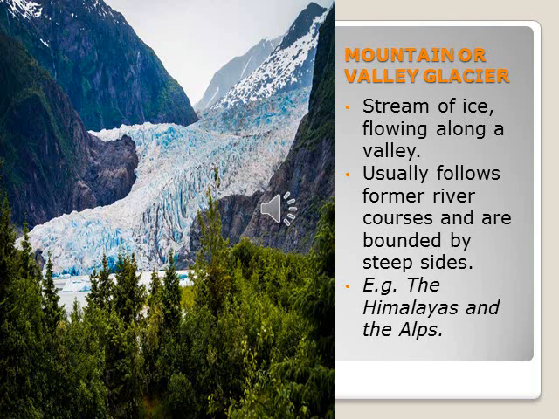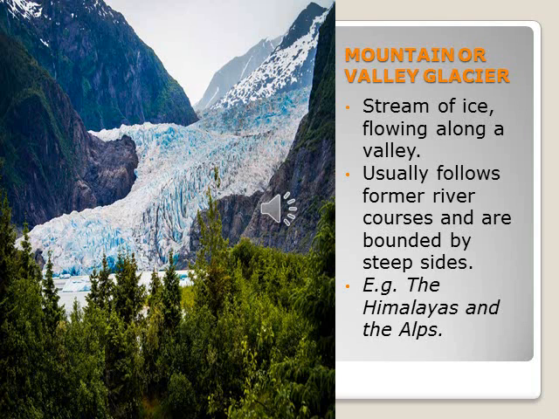So mountain or valley glaciers are nothing but streams of ice flowing along a valley. Look at this picture. On both sides there are mountains, a mountain range, and in between, the ice flows along the valley. Initially it was the path of a river. The river may turn into a glacier or ice mass because of climate conditions. The stream of ice flowing along a valley usually follows former river courses and is bounded by steep sides.